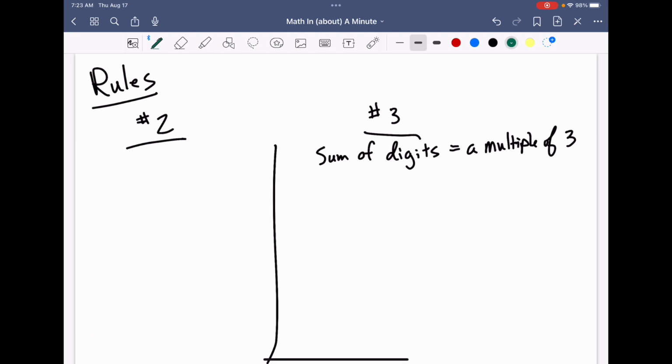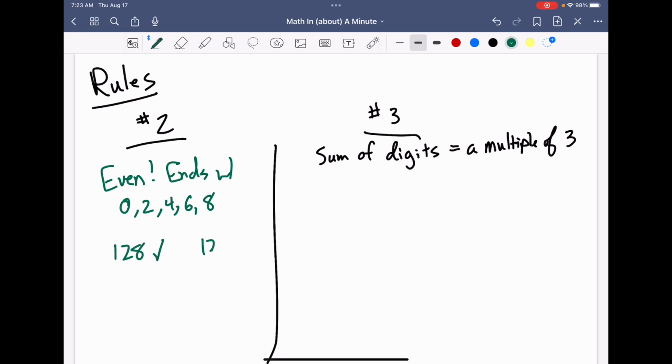First rule, number 2. Easy enough. The number just has to be even. And so that means it ends with 0, 2, 4, 6, or 8. So something like 128, that's even. If we take something like 125, that's not even because it's not ending with one of those numbers. So we just look at the last digit.